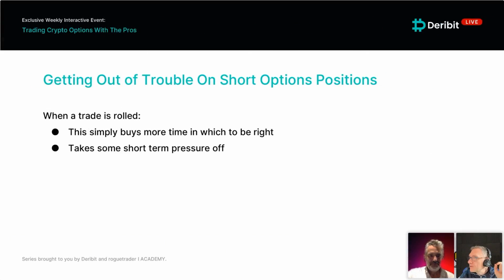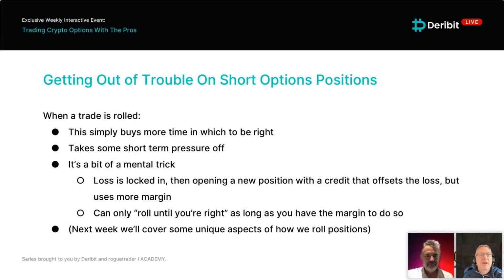Now, when a trade is rolled, a lot of people say, hey, this is like buying us more time in which to be right. And in a way of speaking, that's true. We've taken the short-term pressure off, right? So if we roll that 27 up to a 29, well, the pressure's off. But it's more of a mental trick because we're not really buying ourselves more time. We're actually locking in a loss. We're closing that position, and we're opening a new position with a credit, hopefully, that offsets the loss. And we're going to be using a little bit more margin when we do so.